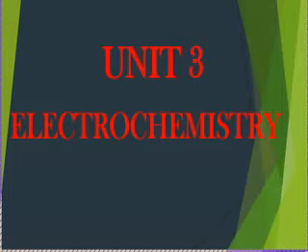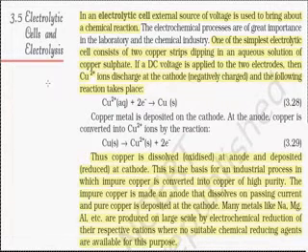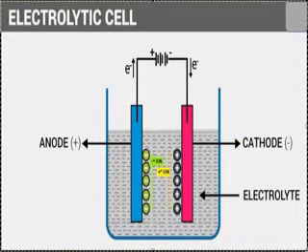Unit 3, Electrochemistry. Electrolytic cells and electrolysis. In an electrolytic cell, an external source of voltage is used to bring about a chemical reaction. This is an electrolytic cell. Here electrical energy is transformed to chemical energy in the cell. Now here the redox reaction takes place by supplying electric current and does not take place on its own. That is, the reaction is non-spontaneous.